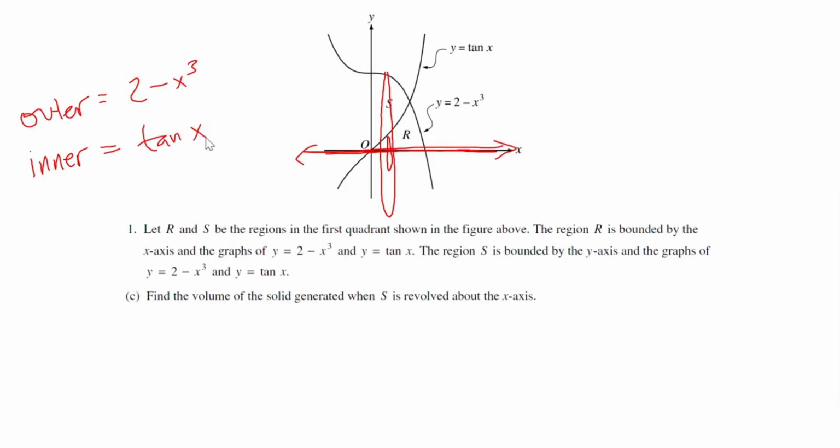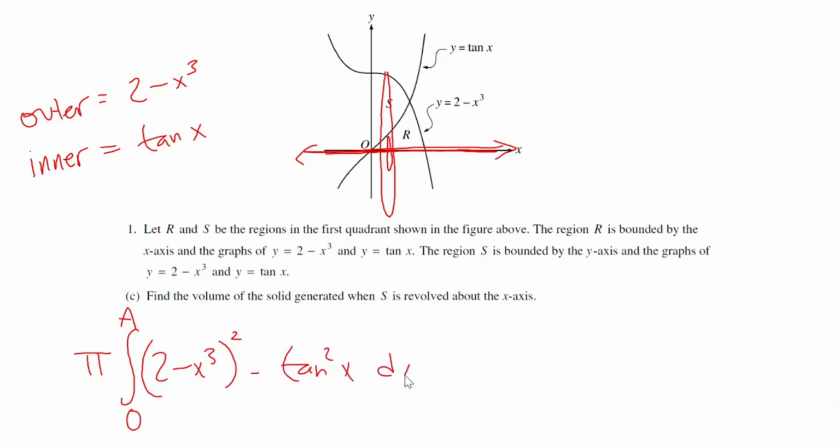And so now the cross sections are pi times the outer radius squared minus the inner radius squared. So it'll be pi times the integral from 0 to a of our outer radius, 2 minus x cubed, squared, minus tangent squared. And we'll just use our calculator to evaluate that.